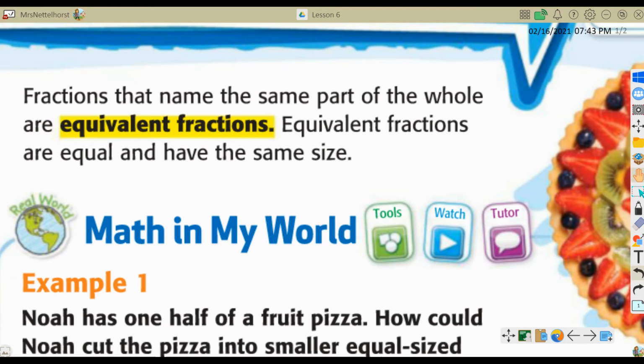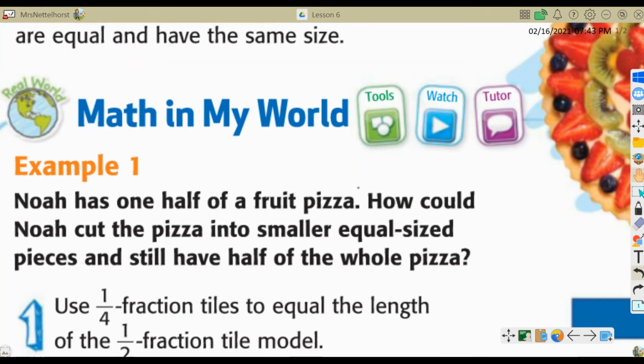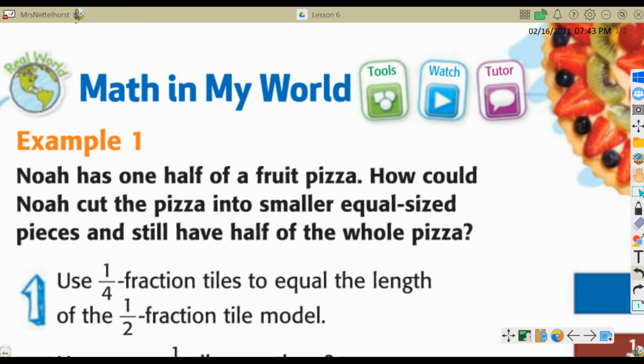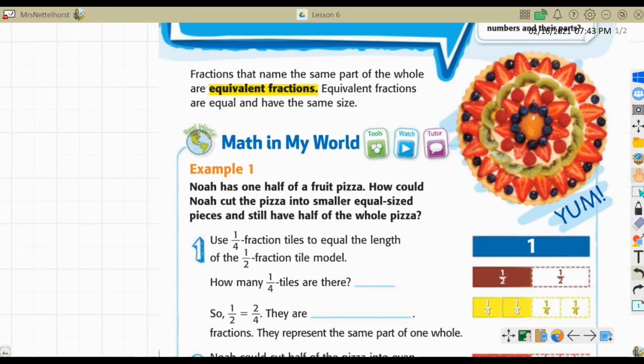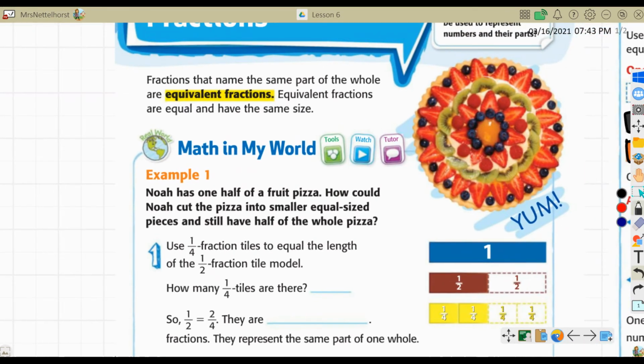So let's take a look at our word problem that we're going to be solving today. Noah has 1/2 of a fruit pizza. How could Noah cut the pizza into smaller, equal-sized pieces and still have half of the whole pizza? So we could divide this pizza up into pieces just for fun, just to see how that would work. So I'm going to cut this in half, and I'm going to color in the half that is Noah's right here. So I'll shade it in with this blue highlighter. It's a little hard to see because of the colors, but close enough. So this is Noah's half.